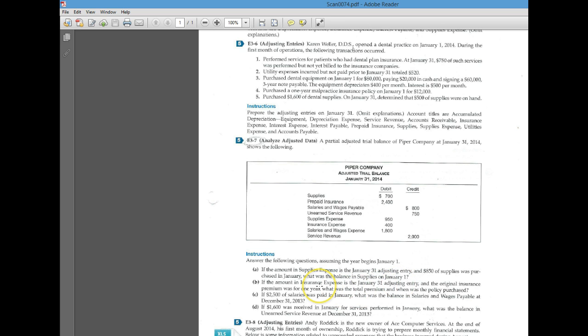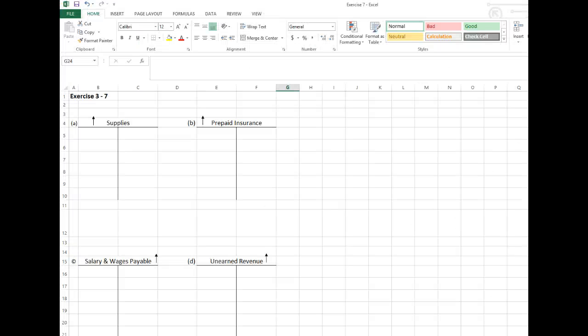Likewise with B, we're asked about insurance expense and have to recognize its related prepaid insurance account. On C, salaries payable, which hopefully you recognize would be related to the salary expense account. And then on D, we're kind of asked about the unearned revenue account and somewhat connecting it to service revenue. So let's pull up.